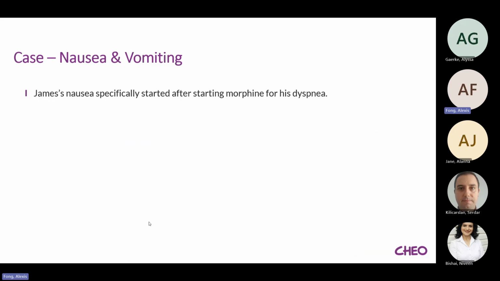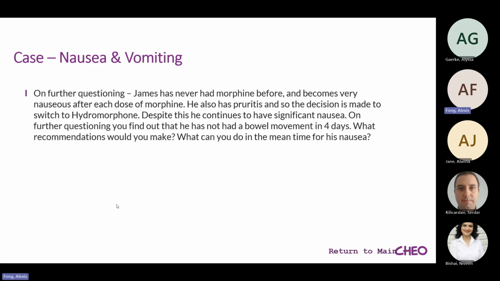If you found out that it started right after starting morphine for his dyspnea, what might you consider doing with his opioid? Yes! Let's pretend that I didn't just immediately give you the answer. Hold on. Okay. On further questioning, James has never had morphine before and becomes very nauseous after each dose of morphine. He also has pruritus, and so the decision is made to switch to hydromorphone. Despite this, he continues to have significant nausea. On further questioning, you find out that he's not had a bowel movement in 4 days. What recommendation would you make, and what can you do in the meantime for his nausea?